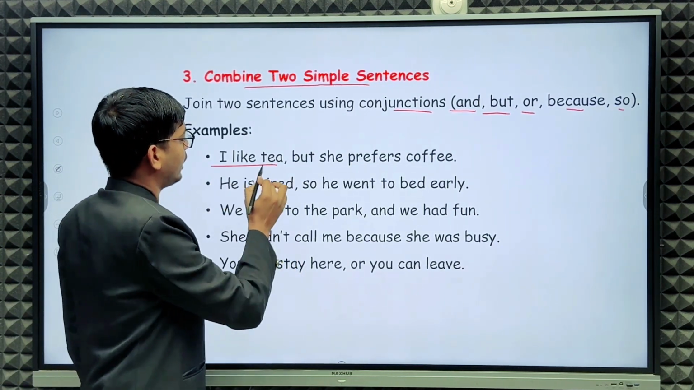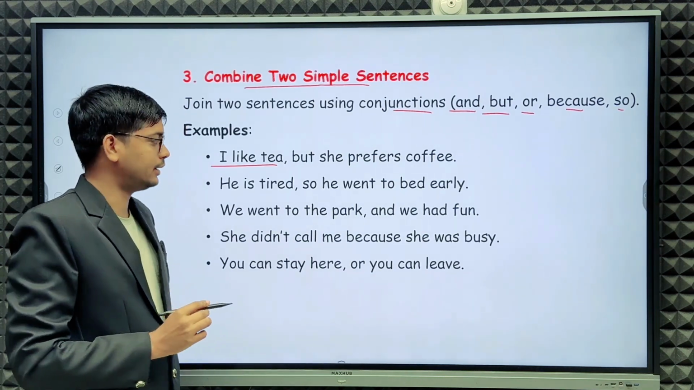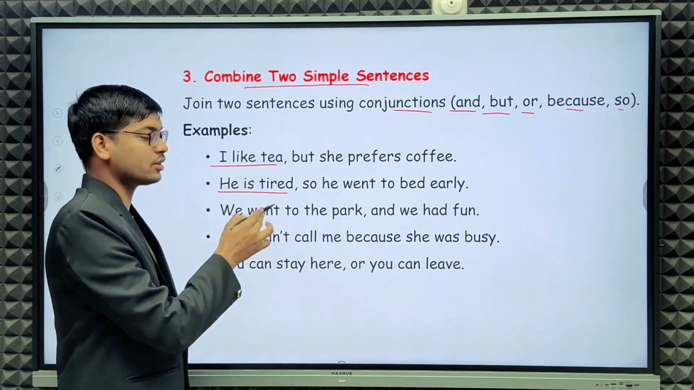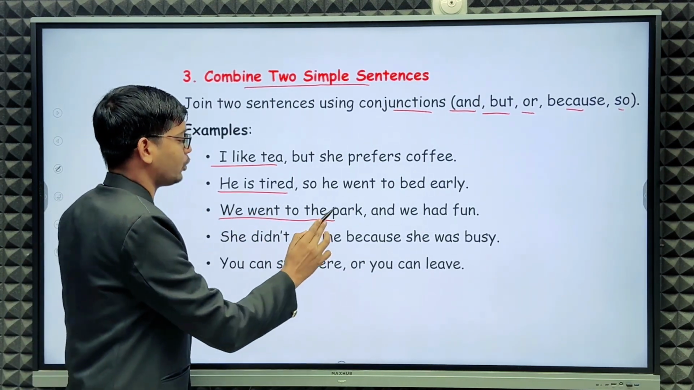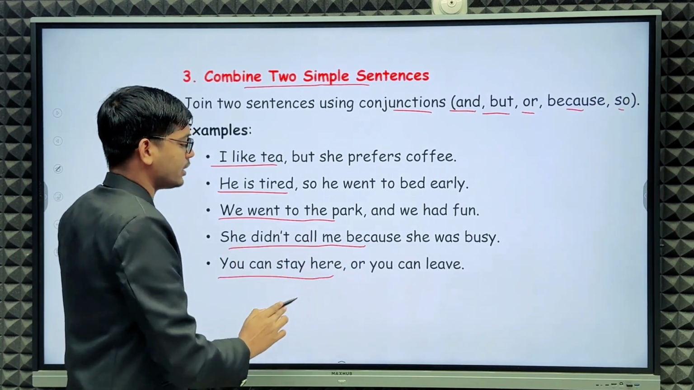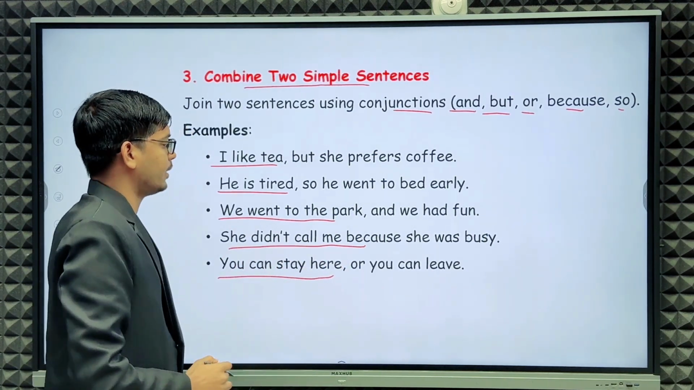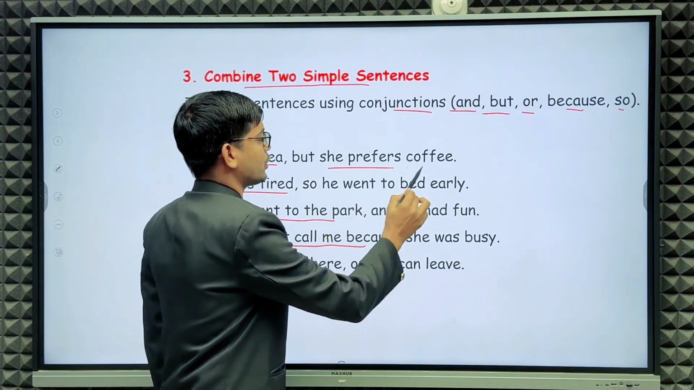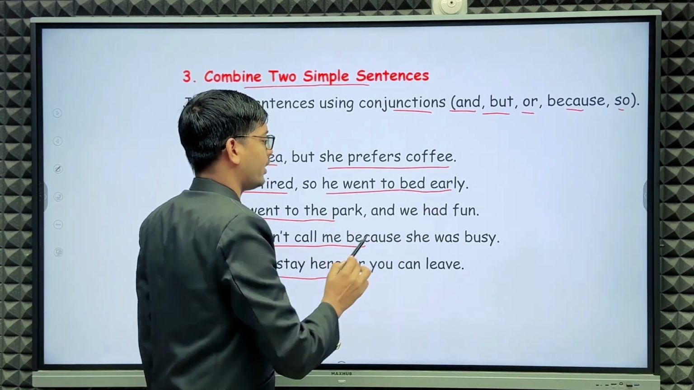Example: I like tea. She is tired. We went to the park. She didn't call me. You can stay here. Next, she prefers coffee. He went to bed early.